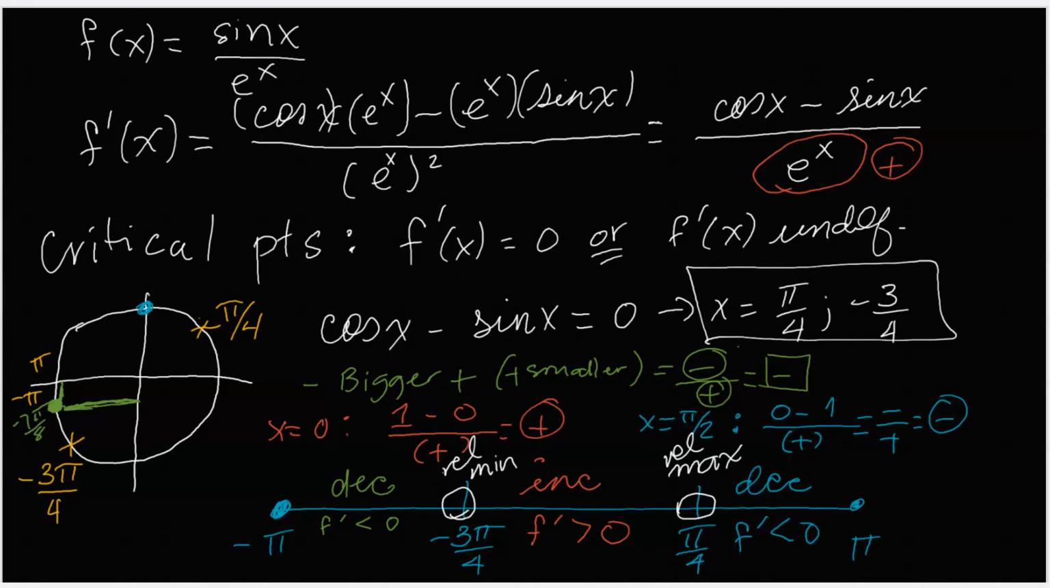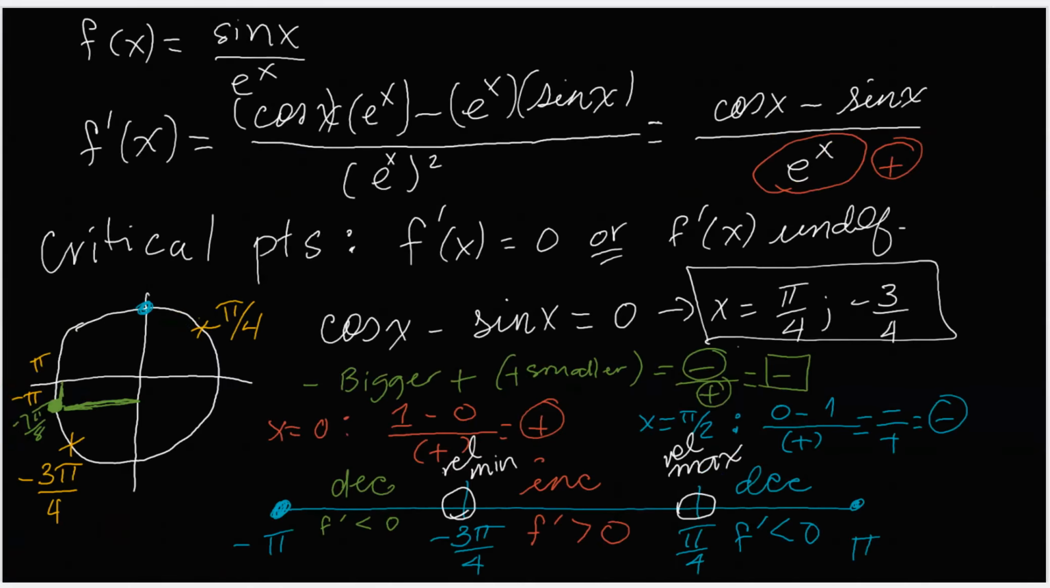Okay, the next thing we are going to do is find the possible points of inflection and then check for concavity. So the first derivative, as we have seen earlier, is cosine x minus sine x over e to the x.